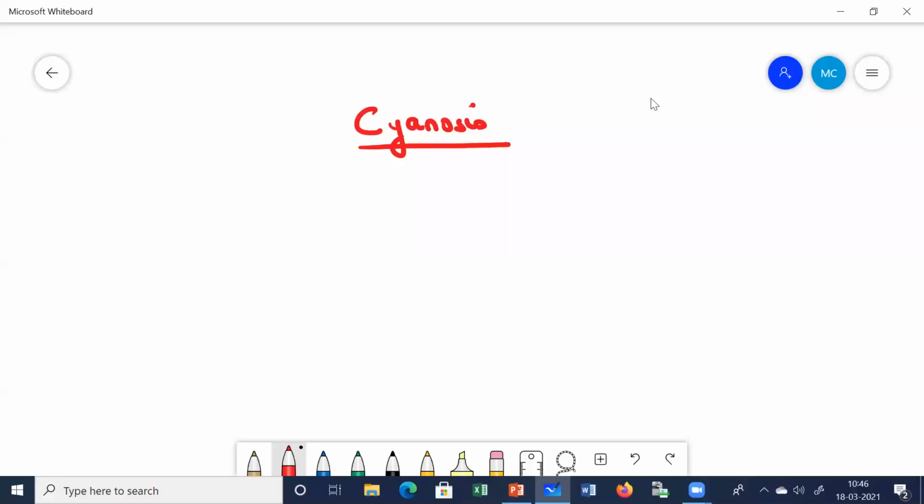Okay, so today the topic of our lecture is cyanosis. What do you understand by cyanosis? This is a term which you must have often heard. It's a very important concept. So what is cyanosis? Cyanosis is basically a bluish discoloration of the skin and mucous membranes.